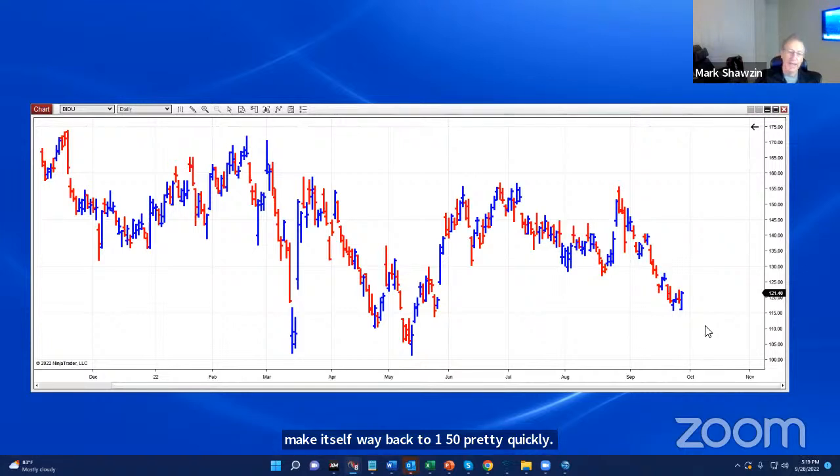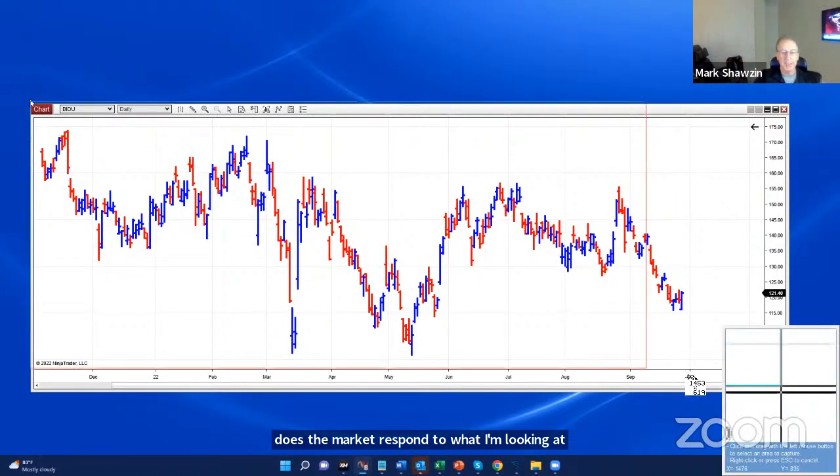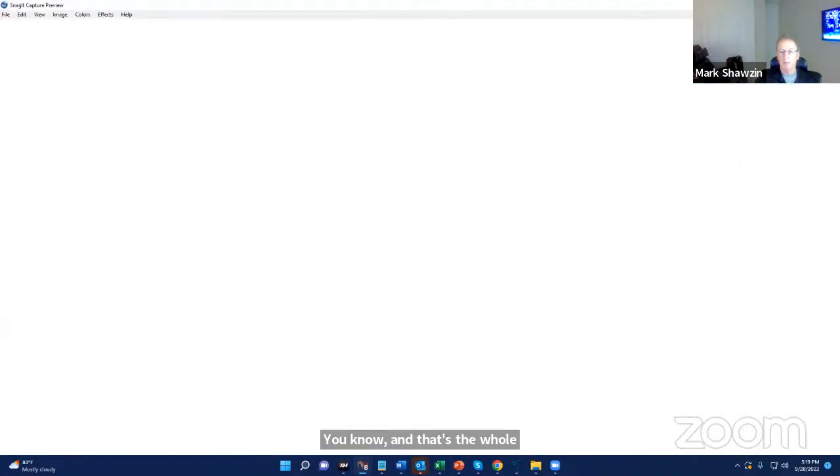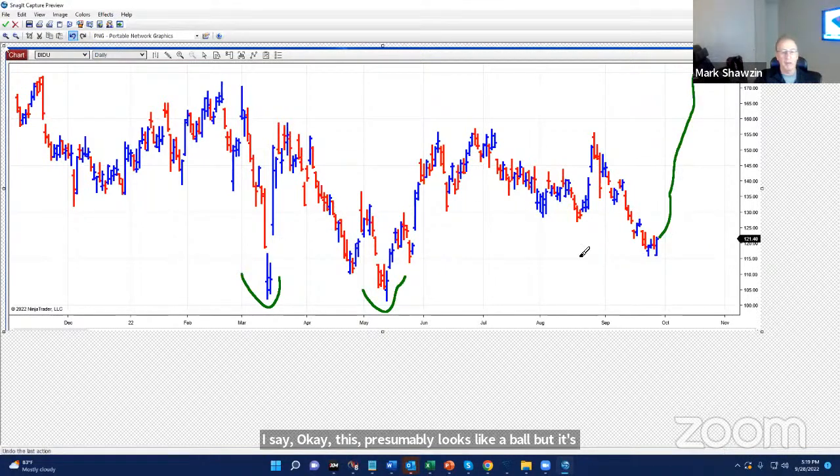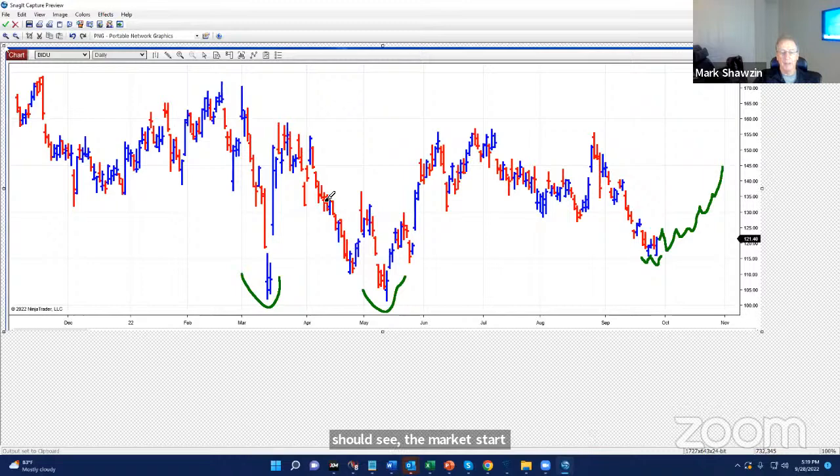So, what I do is I get in, and then I see how the market responds to what I'm looking at. That's the whole thing. Basically this is all I do: I put my boundaries and structures around price and make certain assumptions. I say, okay, this presumably looks like a bottom, but it's not going to be a bottom until it proves itself. Here's another smaller bottom. So now in my mind, if this really is an area where there's accumulation and a bottom, we should see the market start verifying what I'm looking at.